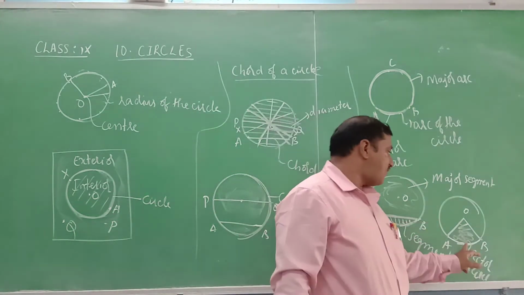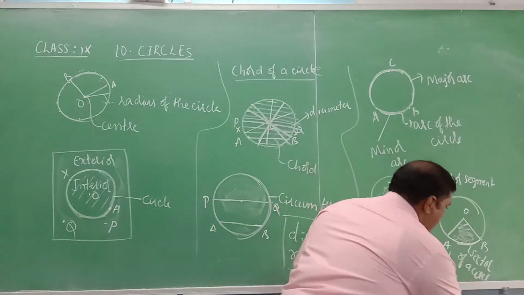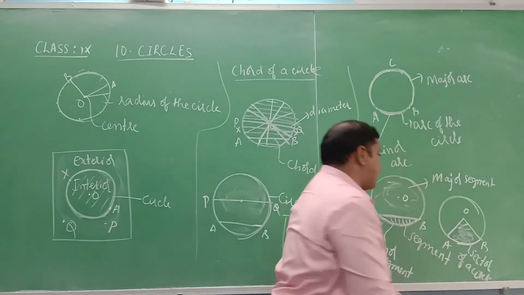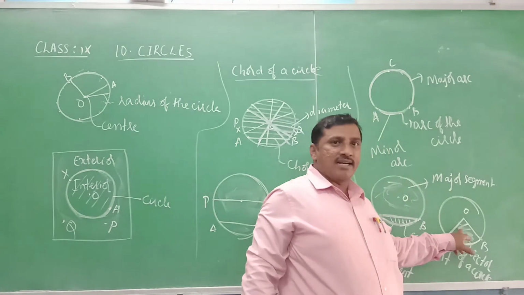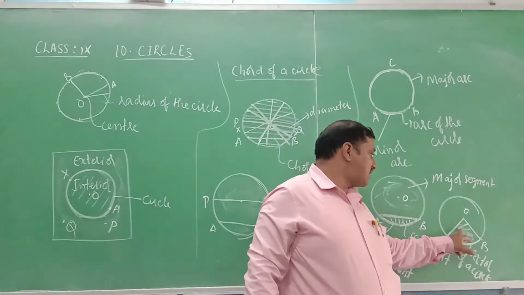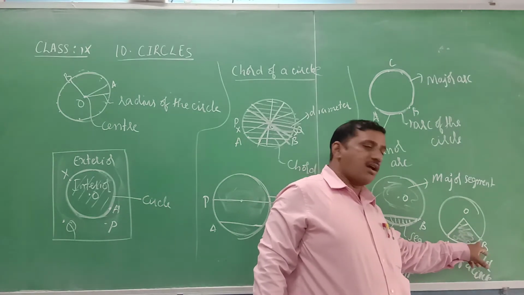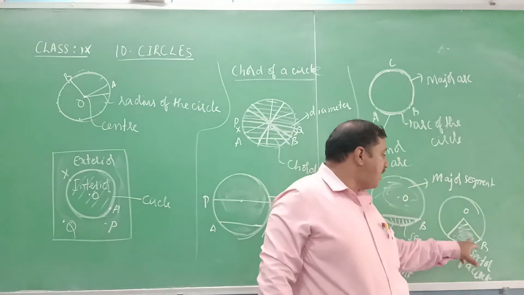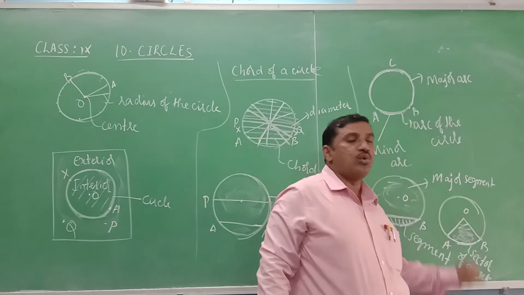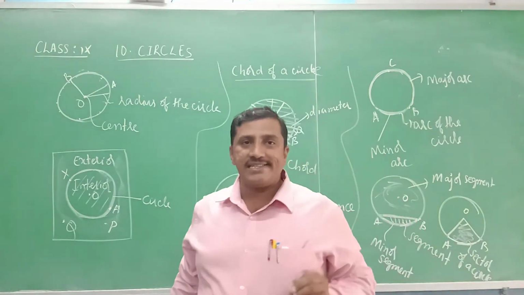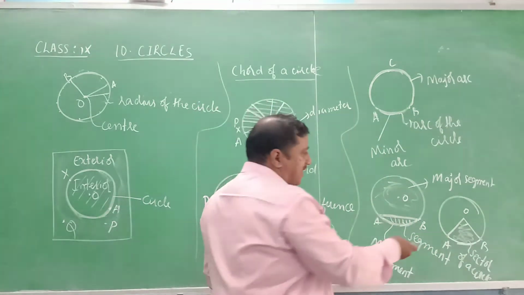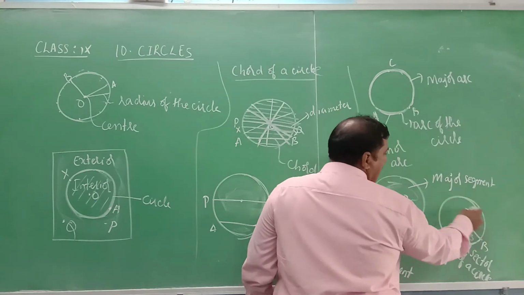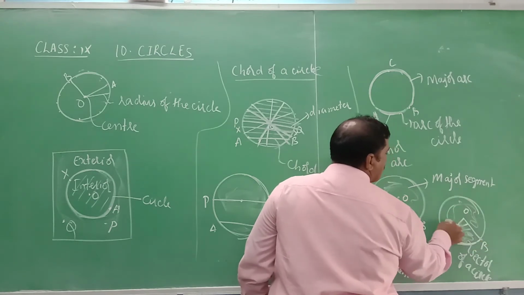So what is sector of a circle? It is the circular region which is bounded by an arc where the two end points of the arc are joined by two radii. That region is known as sector. So this is also an arc and the two radii are joined. So this portion is also what?